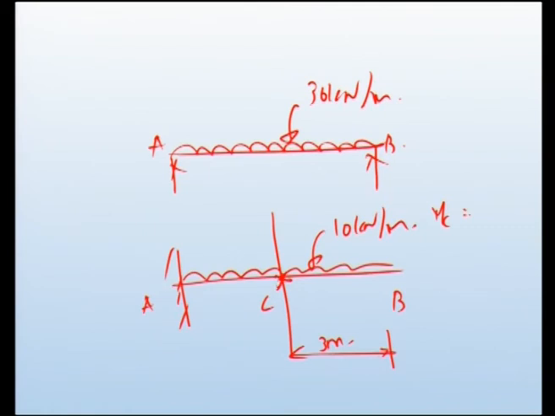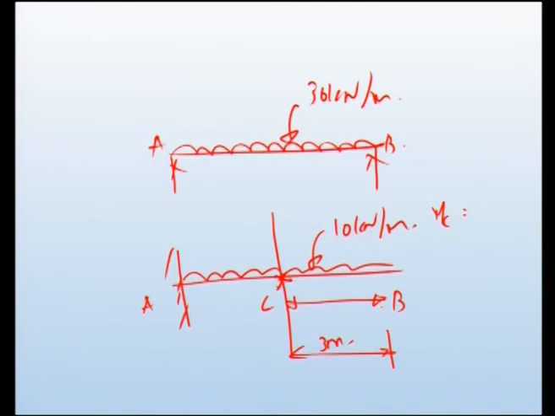So, we should first find the total load available in the portion BC, because we are interested in finding bending moment about C, and we have load up to B. So, up to BC, what is the total load? The load acting here is 10 kilonewton per meter, and it acts over a length of 3 meters. So, 10 into 3, 30 is the total load acting beyond C up to B, and this UDL will be concentrated at its center of gravity.